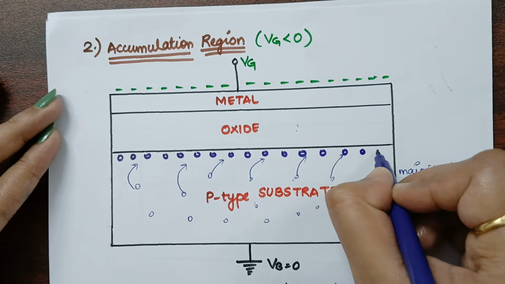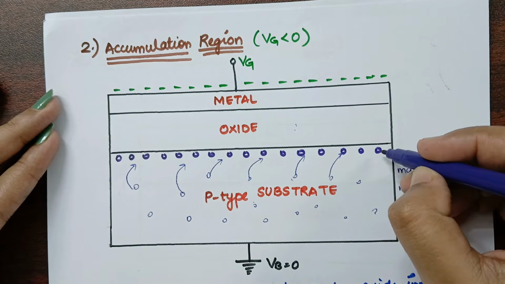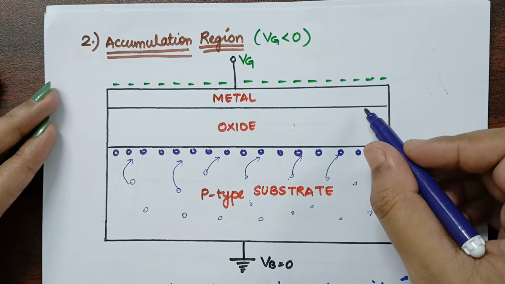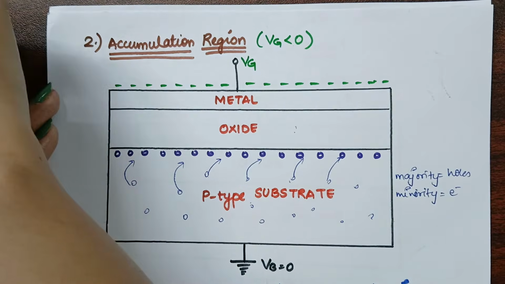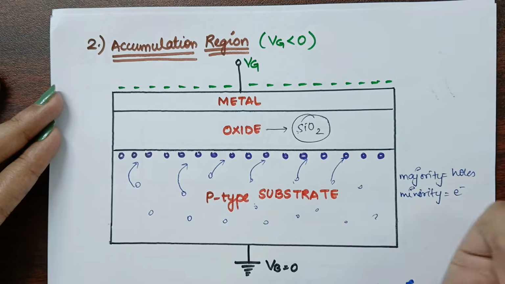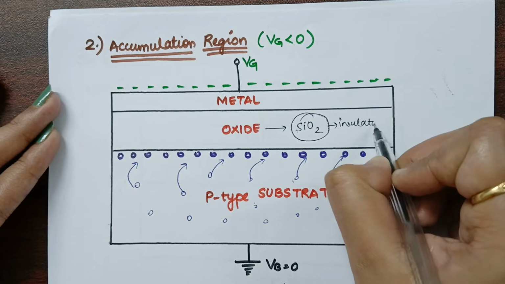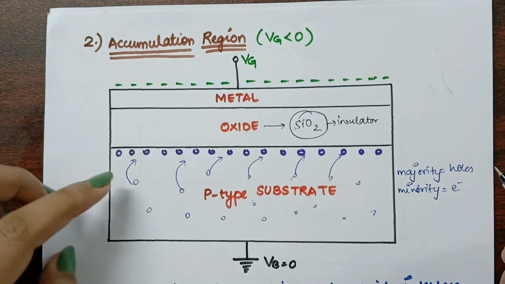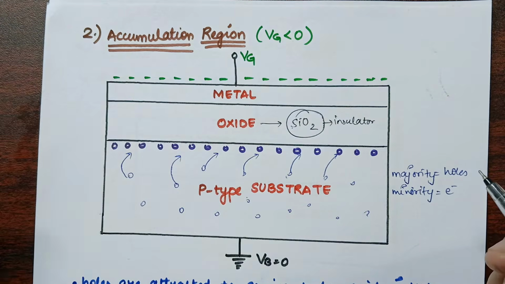Why are they accumulating over here? Due to this negative charge. But these holes are not capable of crossing this oxide layer and moving to the metal surface. Why is it so? Because this oxide is silicon dioxide. And what is the property of silicon dioxide? It will act as an insulator. If it is acting like an insulator, it will not allow these holes to cross over it and move to the metal surface.